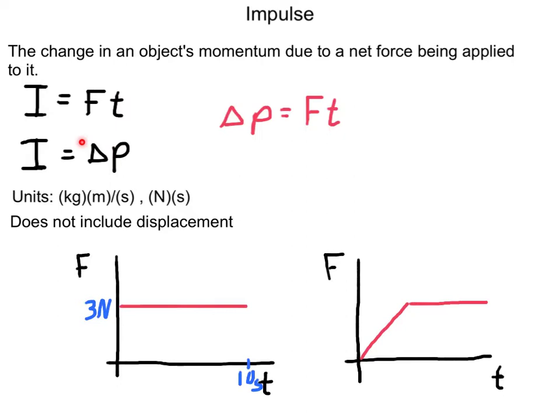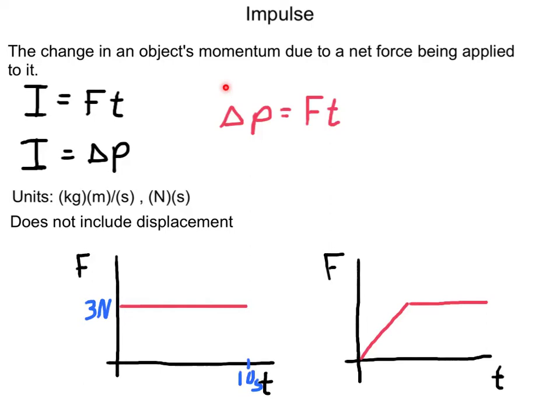Now, many physicists actually don't even like to use the word impulse, so they don't include it in their equations, because impulse isn't something that you can measure. You apply a force over an amount of time. Sometimes you'll see this equation as F delta t, change in time. Impulse is just an in-between. If I is equal to Ft and I is equal to delta p, the equation that really matters is delta p equals Ft. Change in momentum equals force times time.